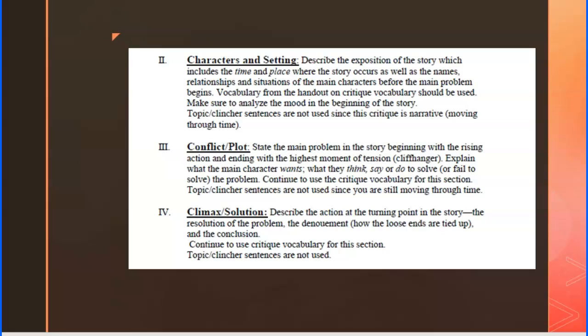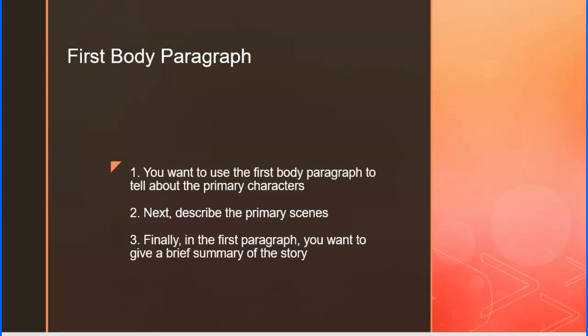And I want you to use critique vocabulary, and I'm going to show you some of that at the end. So here is an example of the first body paragraph, or the points that you want to include in it. And then I'm going to show you my outline for the paragraph that I have done.